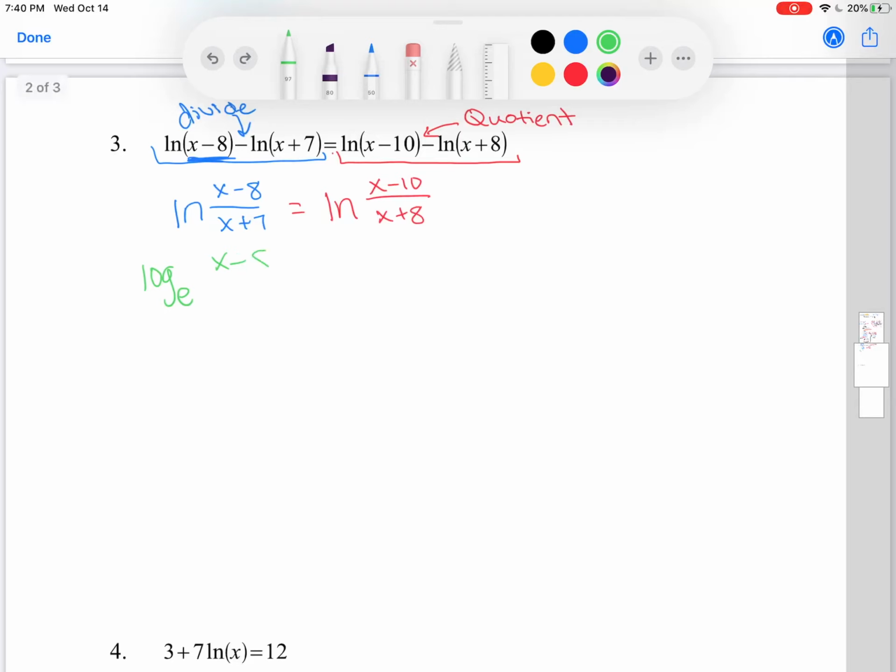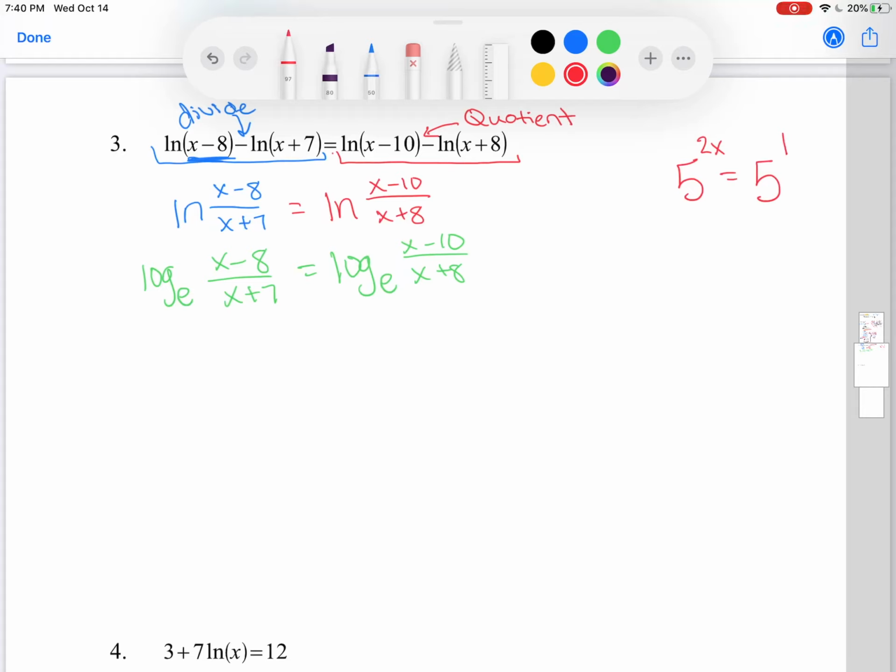Now here, if you remember, natural log is the same as saying log base e. So I can change these to say log base e. And if you know this information, you don't necessarily need to change it every time. I'm just wanting to show you what's happening here.